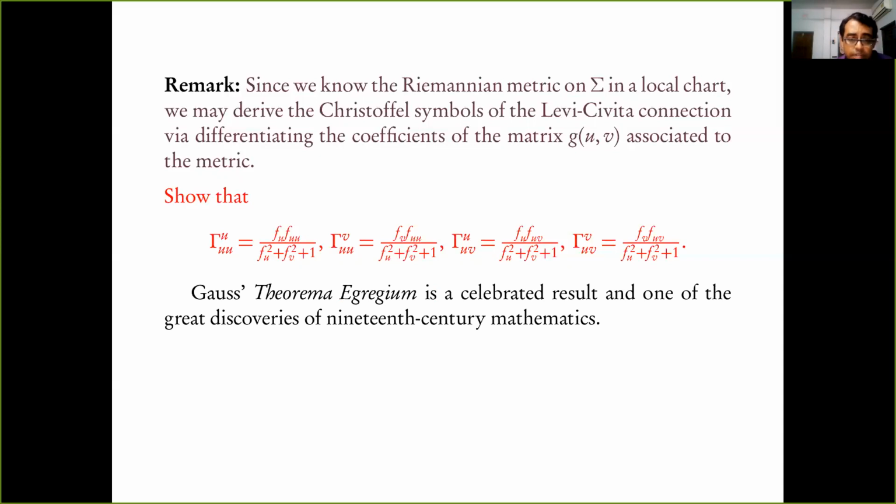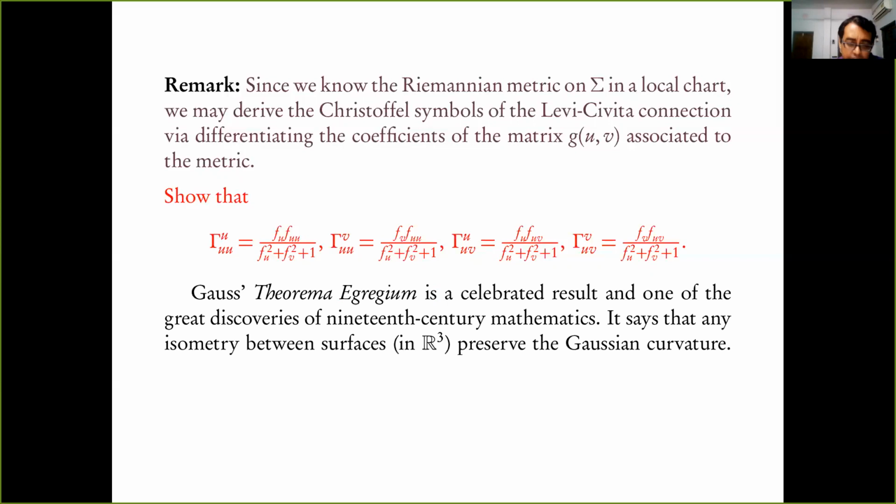Let me make a remark about one of the great discoveries of 19th century mathematics, Gauss's theorema egregium. We'll not talk a lot about this because it was covered in the course on geometry of curves and surfaces. I just want to mention it along the way because it's a result worth mentioning. It's a celebrated result. It basically says that isometries between surfaces, of course in R3, preserve the Gaussian curvature.